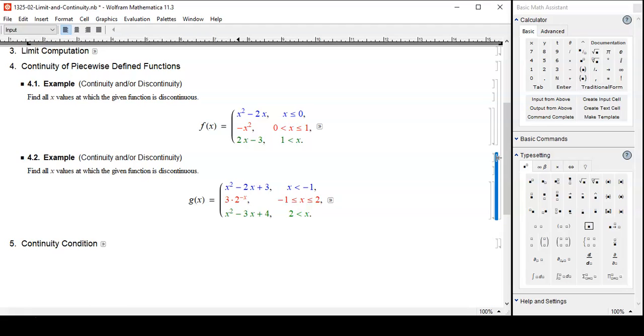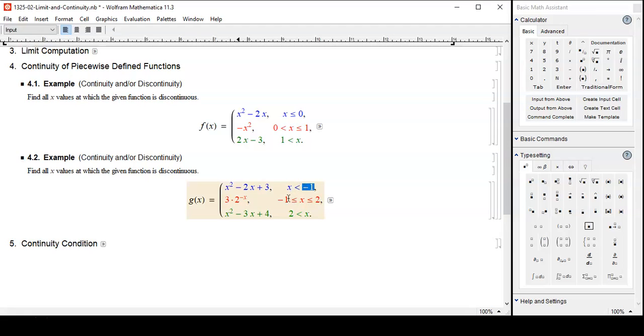Here's another problem. We have, again, two possible breaking values. x equals what? -1, and x equals what? 2. Do you see that?